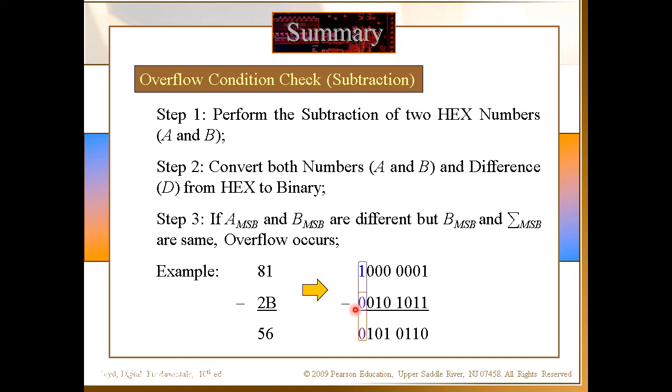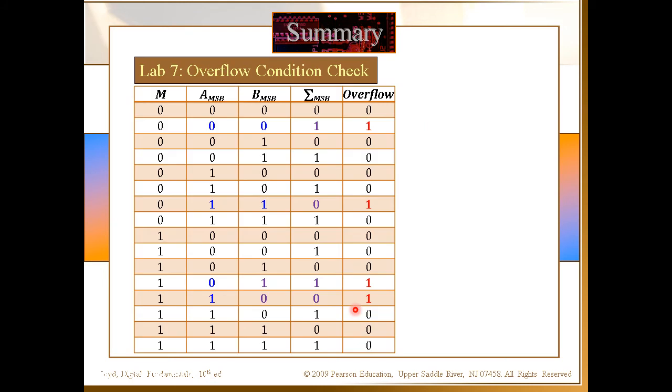The only difference is we work with the MSBs: A's MSB, B's MSB, and the summation MSB, but the rules are a little bit different for addition and subtraction. Now, I actually tried to draw a chart here. This chart has information from lab 6. If you recall, I know that some of you already finished lab 6 and some of you are in the middle of completing it.